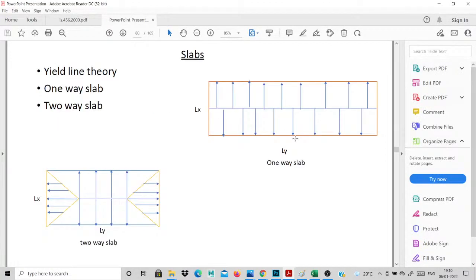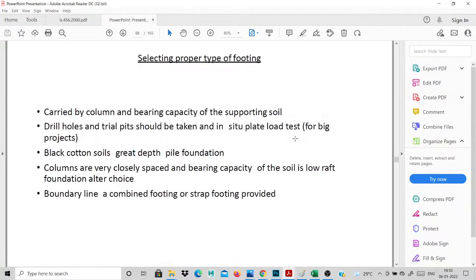I will show how to choose and select the proper type of footing for your building. How to select the proper type of footing for your building. The first thing is the bearing capacity of the supporting soil. Okay, the first one is bearing capacity.